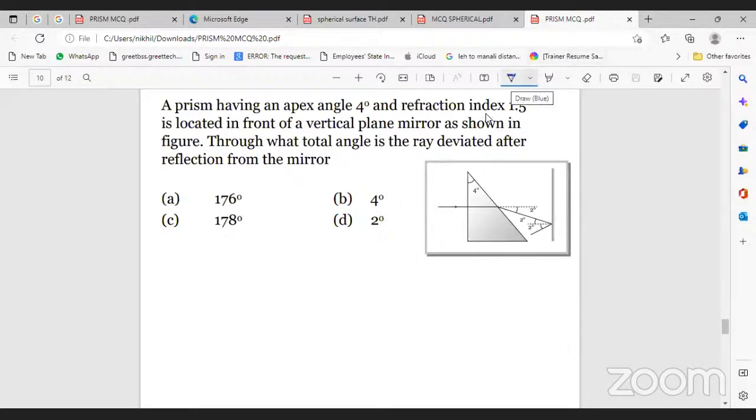Refractive index is 1.5. The prism is in front of a vertical plane mirror, right? This is the vertical plane mirror, Ajay. Yes, sir. Now they are asking you to find through what angle the ray is deviated after reflection from the mirror.